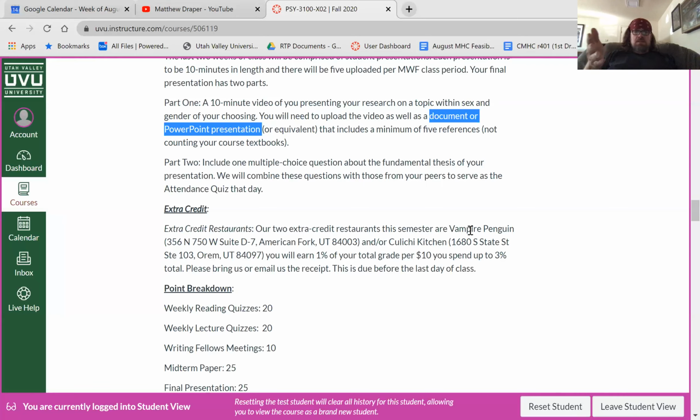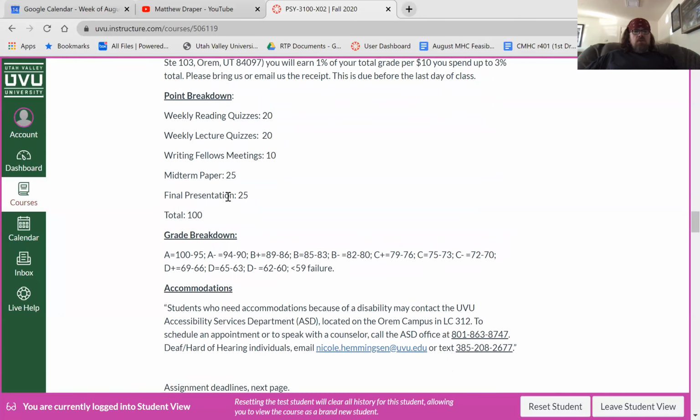Like Vampire Penguin has nearly had to close their doors a couple of times, and Culichi Kitchen, they're struggling just to stay afloat. So the whole ethos of this is try to find places that are off the beaten path, that are struggling to survive, and support them. So here's the point breakdown for your things.